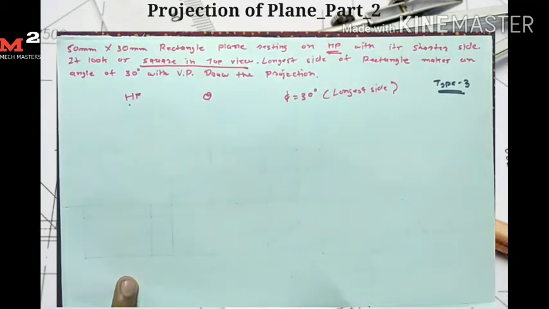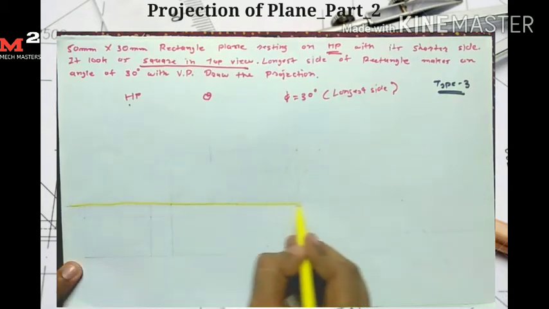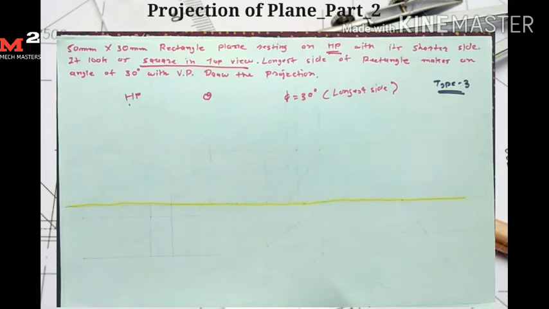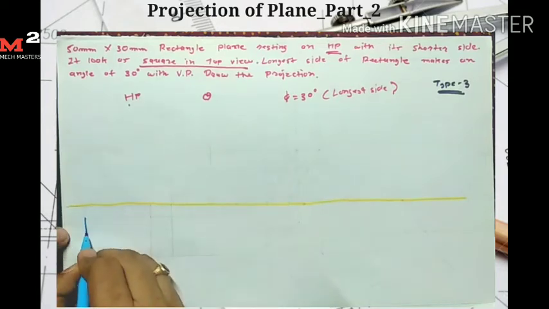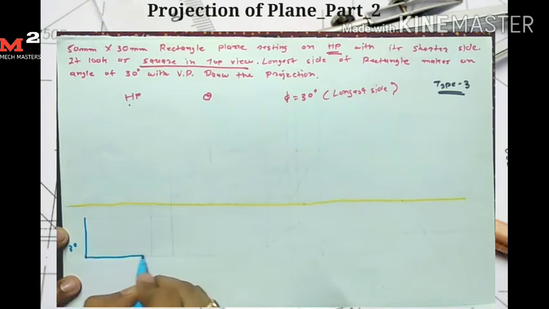Okay, let's solve. Before solving this problem, first I draw the reference line here. Now, in the question it is given that the plane is resting on HP, so I draw the rectangle on the horizontal plane. It's resting on the shorter side, so here I draw the shorter side of 30 mm, and here the 50 mm side.